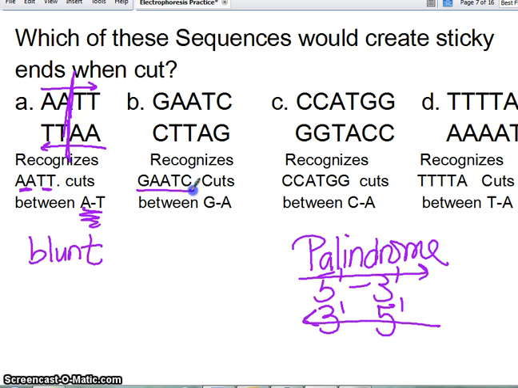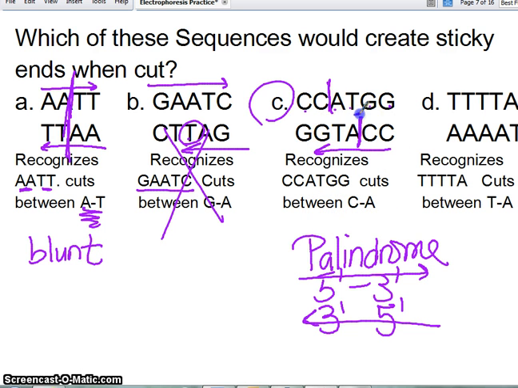This one recognizes GAATC, so that works, GAATC, but if we notice, the other side, it's not a palindrome. This is not GAATC, this is GATTC, so this one wouldn't cut at all. This is your correct answer, CCATGG, and it cuts between the C and the A. And then when you read it this way, same thing, we get a palindrome, and it cuts here, and basically you get a jagged cut, and that's what they're talking about with sticky ends.